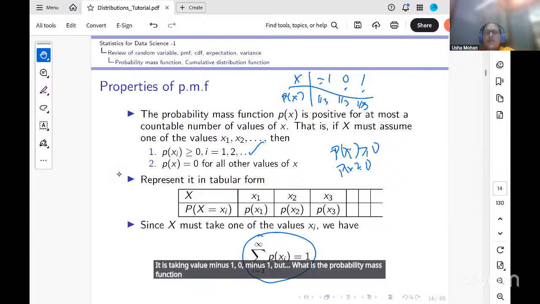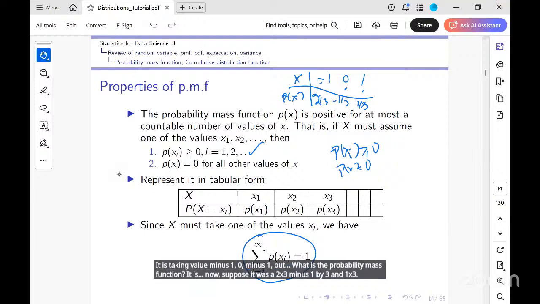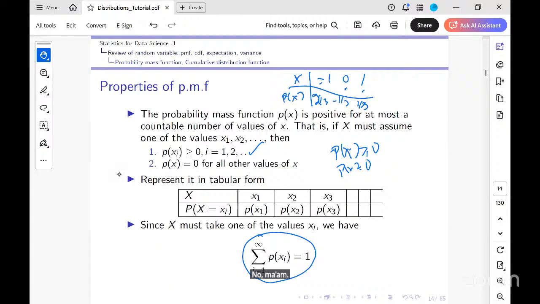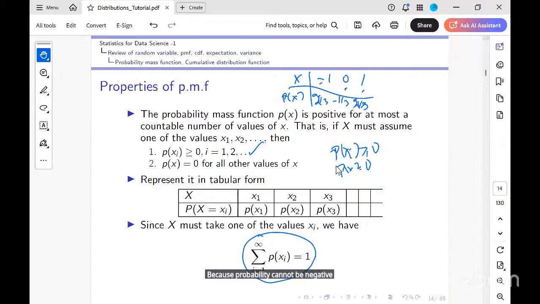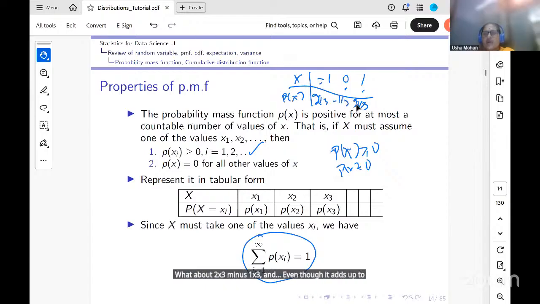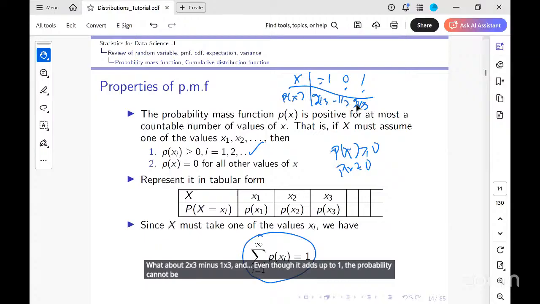Now, suppose it was 2 by 3, minus 1 by 3, and 1 by 3. Is it a probability mass function? No, it is not. Why not? Because probability cannot be negative. The sum is 2 by 3, but even though it adds up to 1, the probability cannot be negative. Is that clear? Okay.